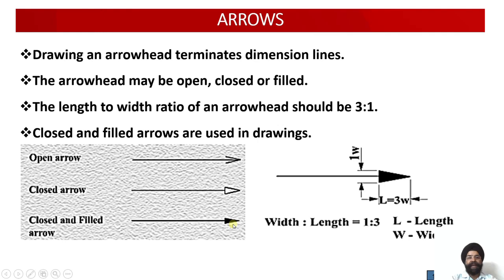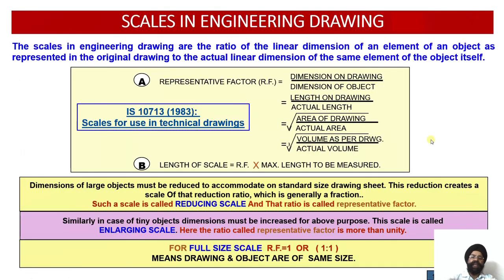Now what is the standard behind drawing this arrow? The basic standard is that the length to width ratio of the arrowhead should be 3:1. This is the width of the arrow, this is the length of the arrow. So the length of the arrow should be 3 times the width of the arrow. Irrespective of whether you are drawing an open arrow, a closed arrow, or a closed and filled arrow, the length has to be 3 times the width. So this standard convention must be followed in the engineering drawing.